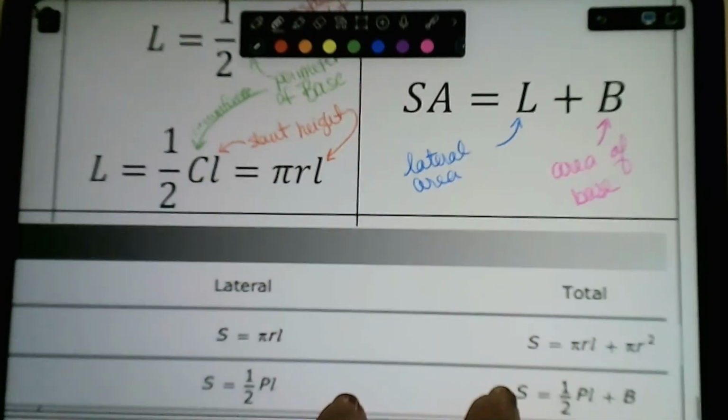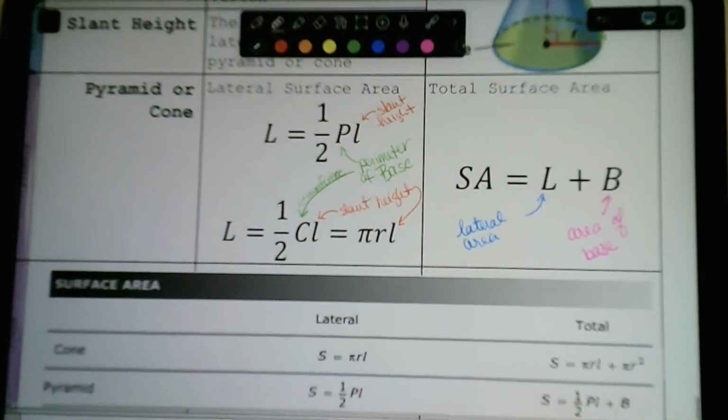If you were handed a geometry STAAR formula chart, that's what you would see. That's what those formulas look like. The cone formula looks way more complicated than it actually is because they actually put the pi in there.